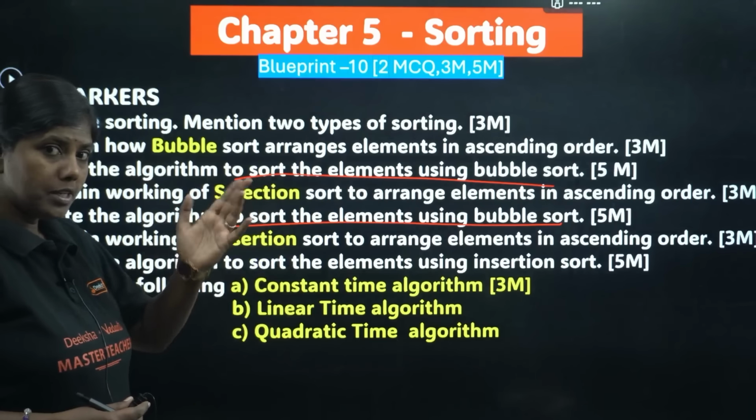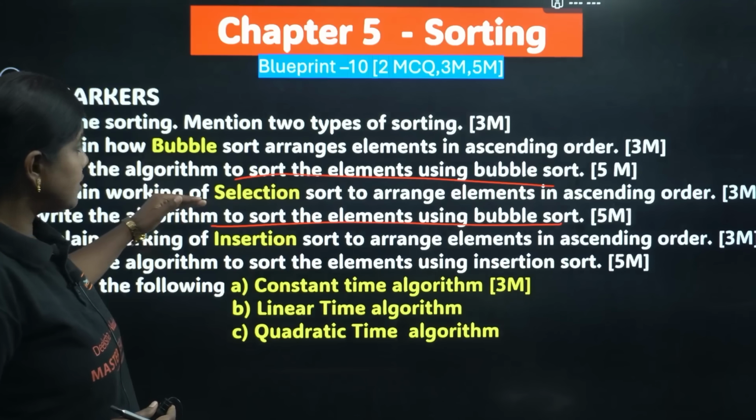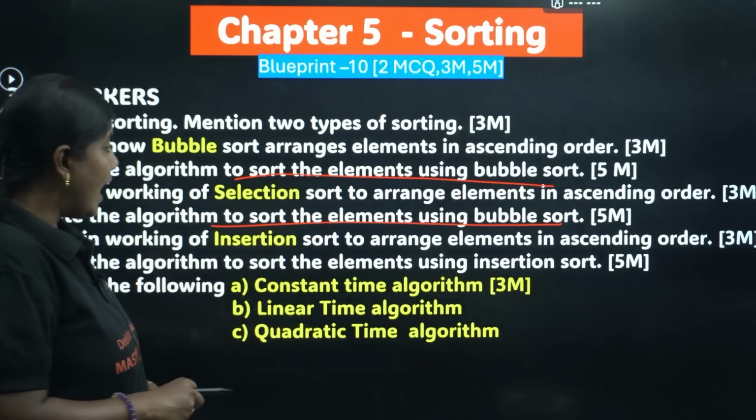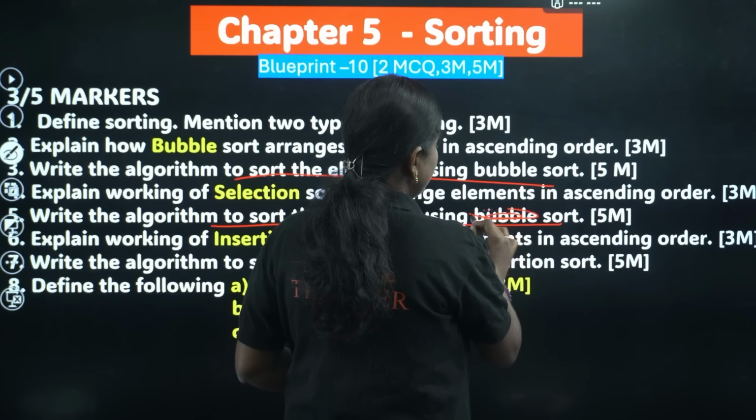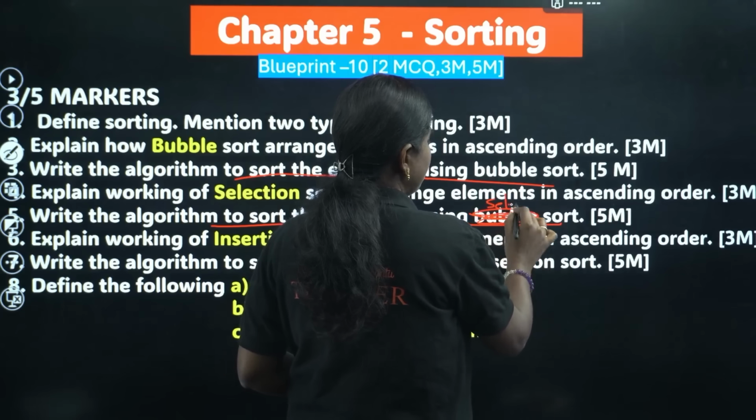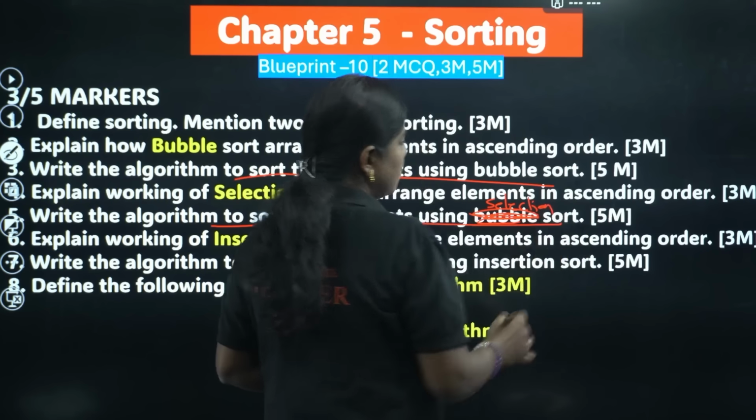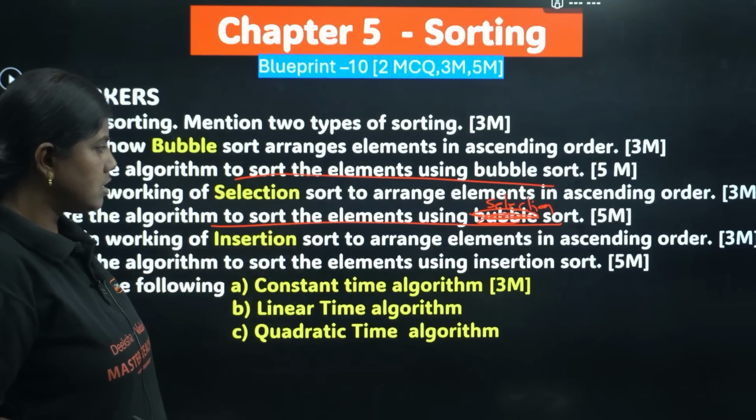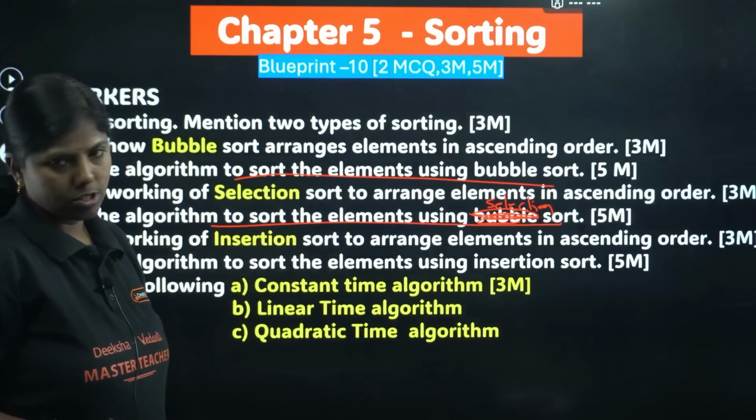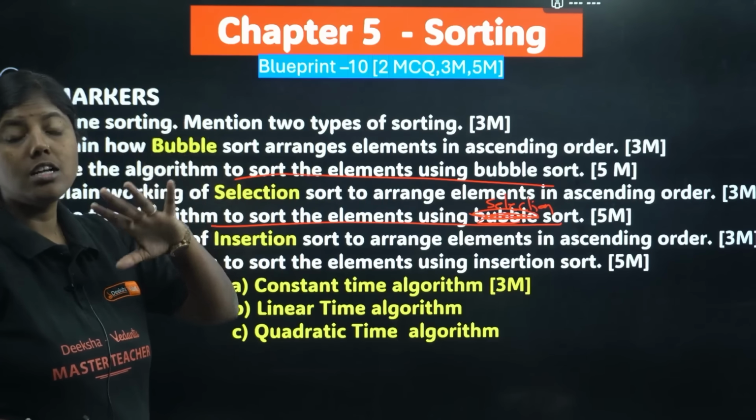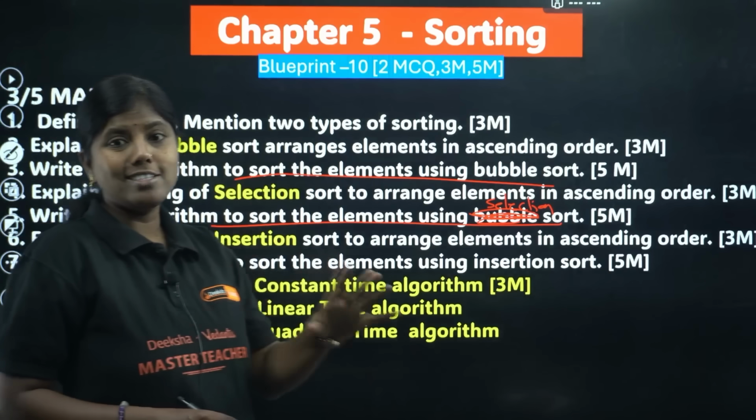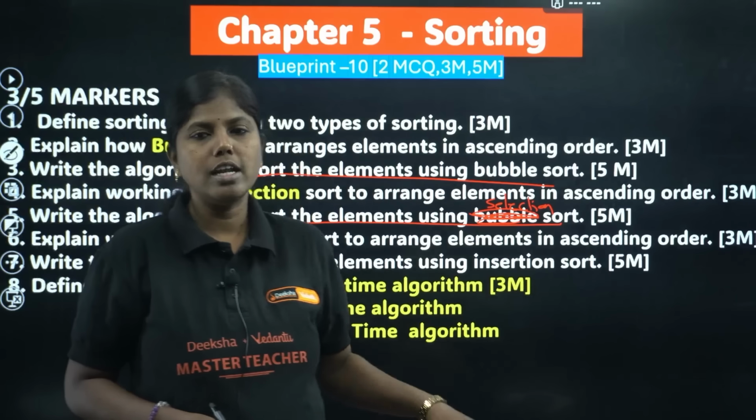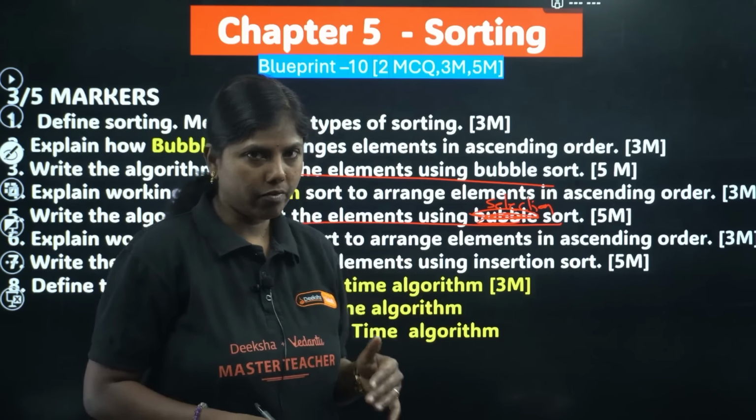Algorithm, arrangement and sorting. Next we have selection sort to arrange elements in ascending order, and this also should be with respect to selection sort only. And next one more thing: working of selection sort, insertion sort, and algorithm of insertion sort. They may ask you, any chances are there. We cannot say this algorithm only will come, that algorithm only will come. You can get anything. You should be perfect with all the 3.